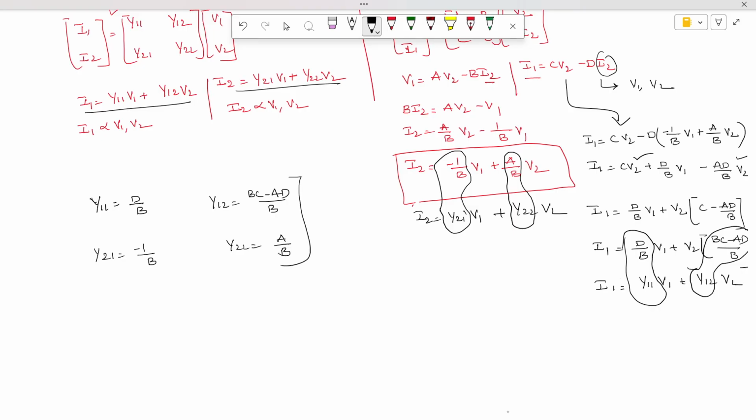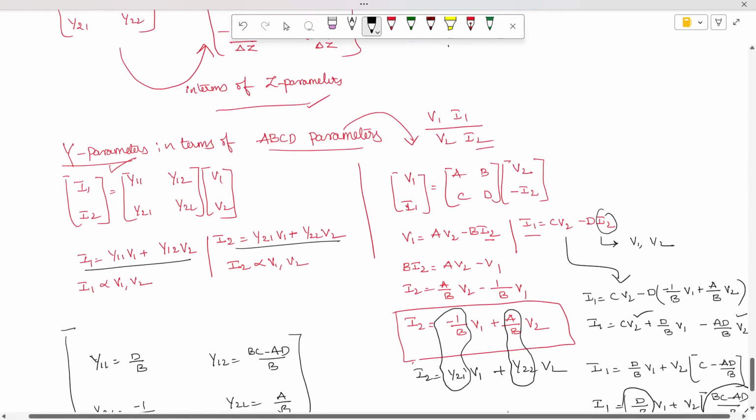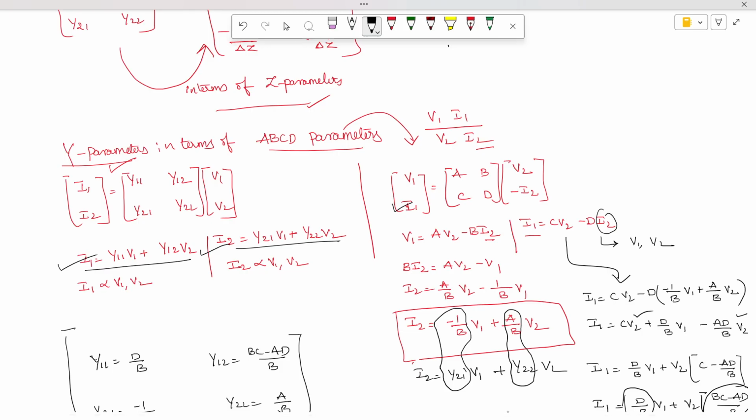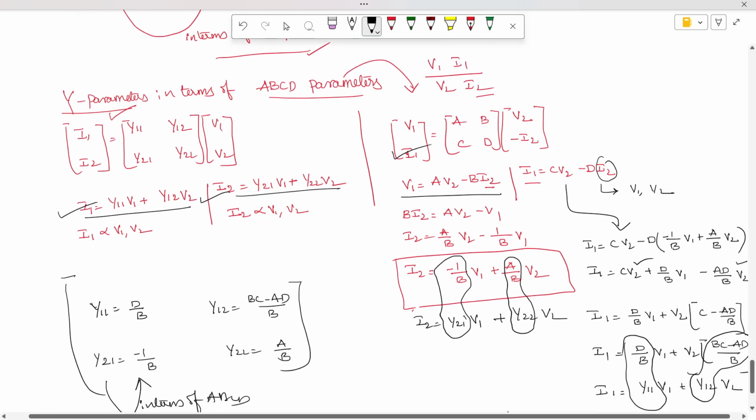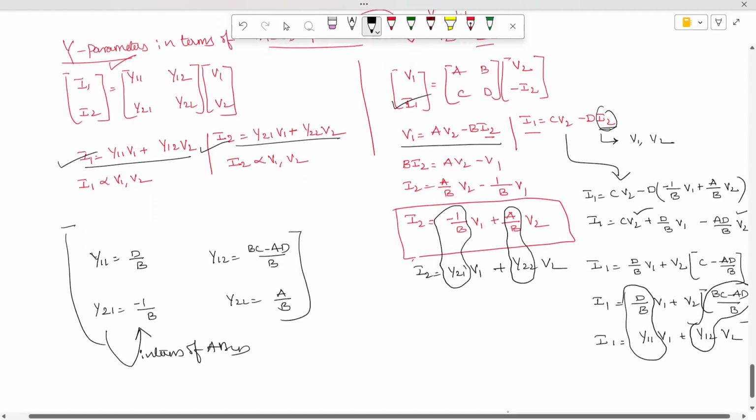So this is how we are expressing Y parameters in terms of ABCD parameters. This is very simple. Just use your basic awareness. Write down the Y parameters, write down the ABCD parameters, and see that the equation, for example here the equation is I2, should be in terms of V1 and V2. So here also we should have only V1 and V2, but we have I2 expressed in terms of V1 and V2. Just use this interrelation and substitute here, automatically you'll get it.